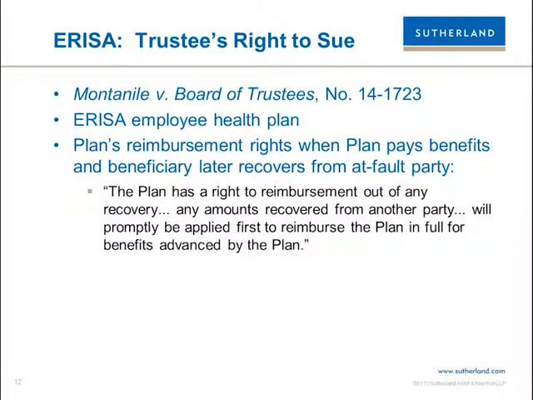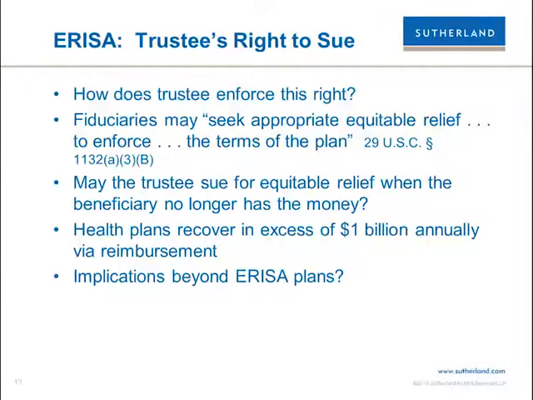This case involved an ERISA employee health plan. An employee who was covered under the plan was injured in an automobile accident. The plan paid $121,000 in medical bills, and then the injured employee recovered from the at-fault driver in a tort case about $500,000. The ERISA plan, like many ERISA plans, had a reimbursement clause that provided that the plan has a right to reimbursement out of any recovery, and the plan administrator tried to enforce that reimbursement right by demanding reimbursement of the $121,000 in benefits that had been paid, but the employee, through counsel, refused to pay, and so the trustee, the plan administrator, then filed a lawsuit to try to recoup the money.